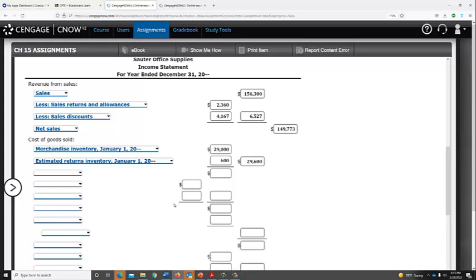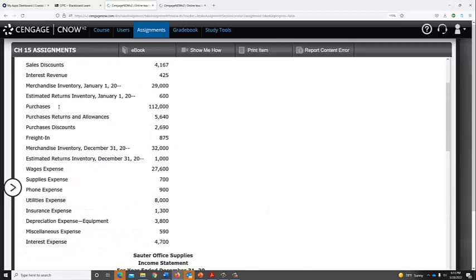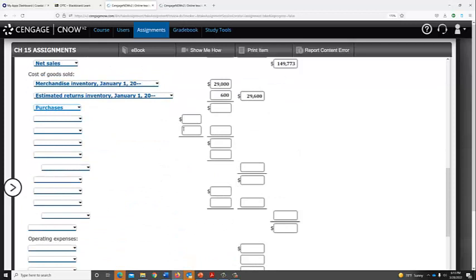Now we need to figure out our cost of purchases. So we'll get the net purchases and then add the freight, and that'll give us our cost of purchases. So we begin with the purchases. Okay, so here we have our purchases, purchase returns, and purchase discounts. And then we have freight in. So that's all we're going to need to calculate our cost of purchases.